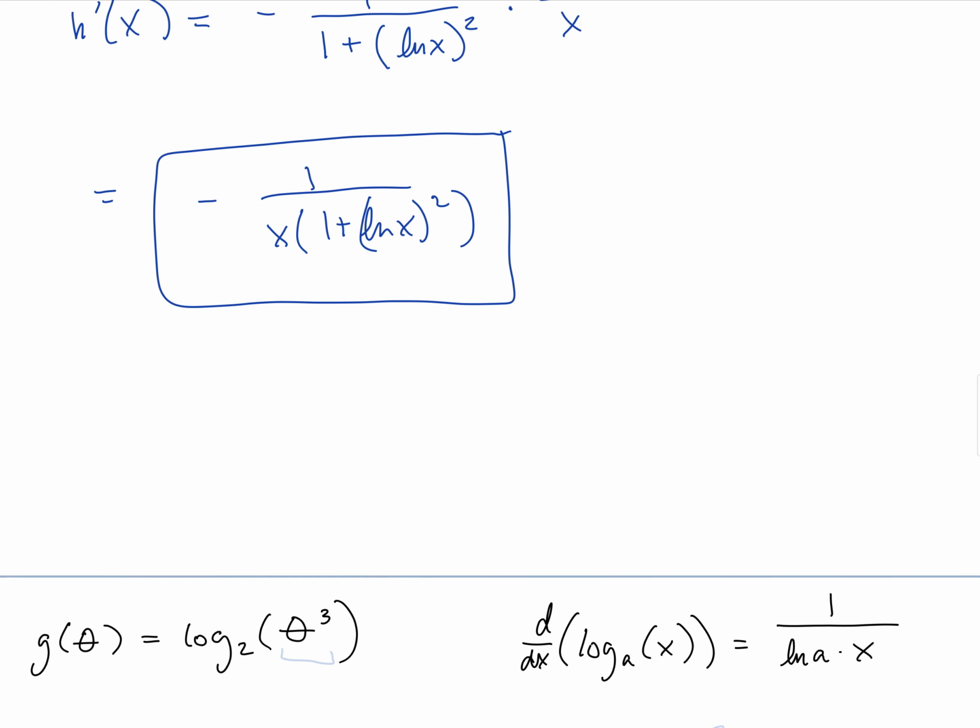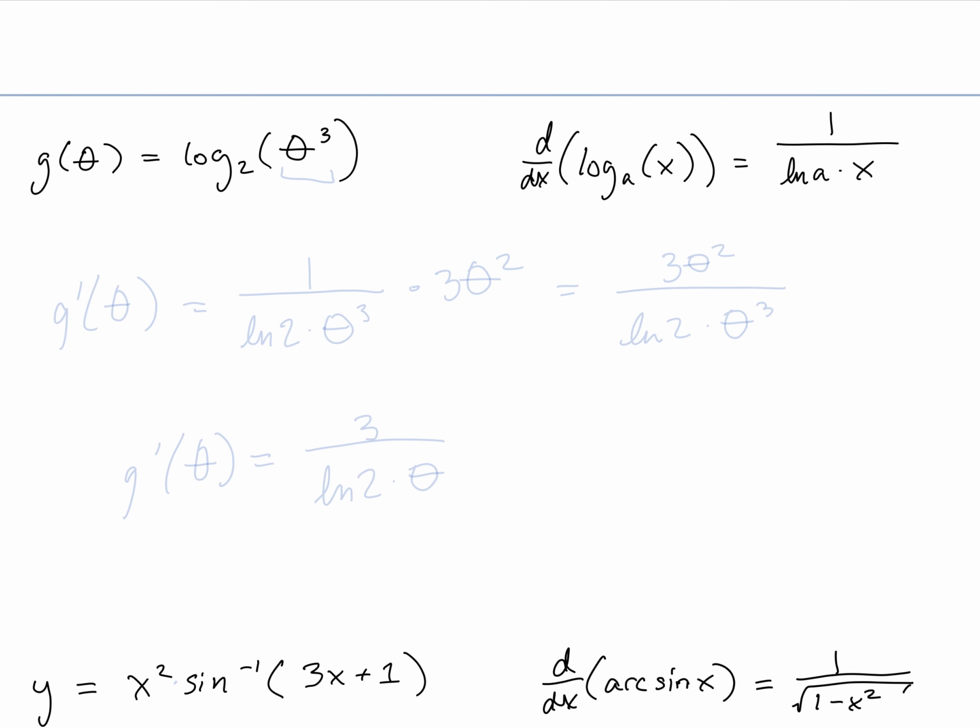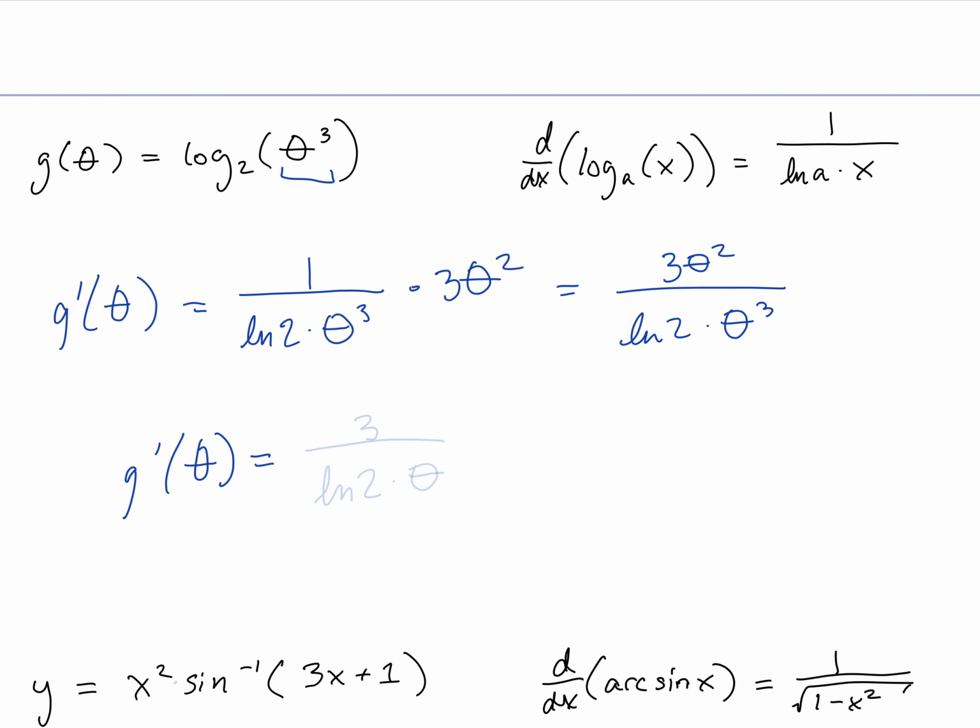For our next function, we've got g of theta is log base 2 of theta cubed. So g prime of theta is 1 over the natural log of the base, natural log of 2, times the inside function, theta cubed, and then we're going to multiply by the derivative of the inside function, so that's 3 theta squared. We could rewrite that as 3 theta squared over natural log of 2 times theta cubed, and so we could simplify that. G prime of theta is, the theta squared on the top and the bottom cancel, 3 over natural log of 2 times theta.